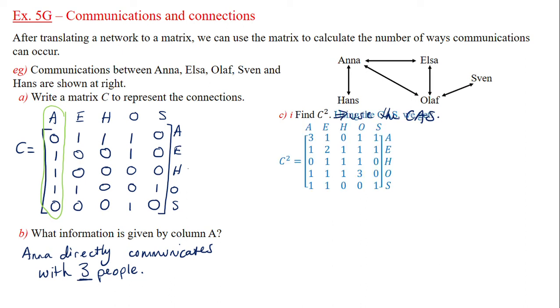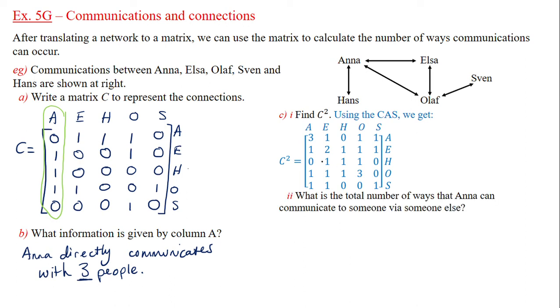and it spits out this matrix. There we go. Okay. So we have this matrix here. What is the total number of ways that Anna can communicate with someone via someone else? So here we had the direct communications between each character, obviously from Frozen. I love that movie. Here we have now the 2-step communication process.